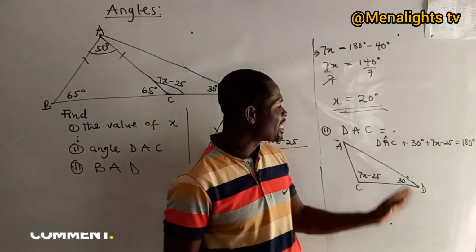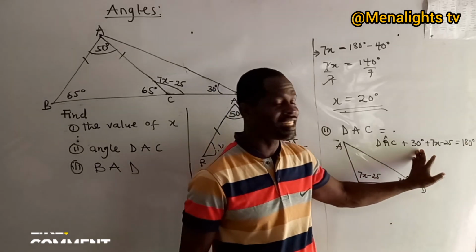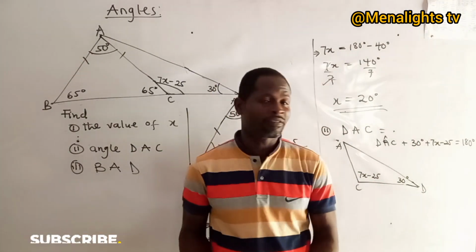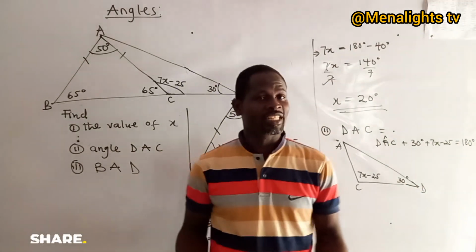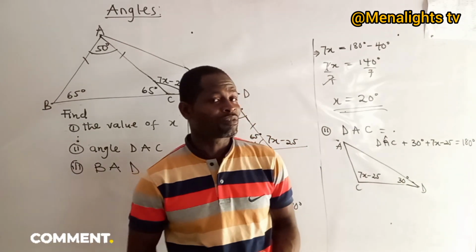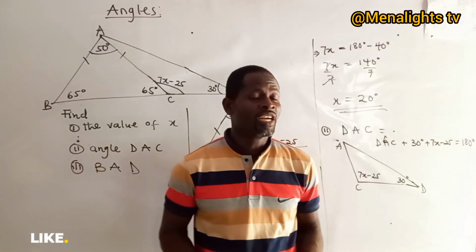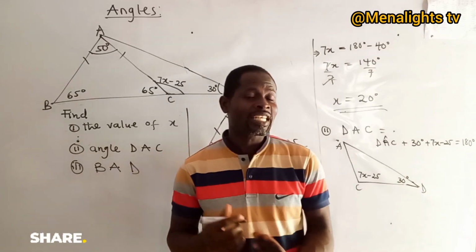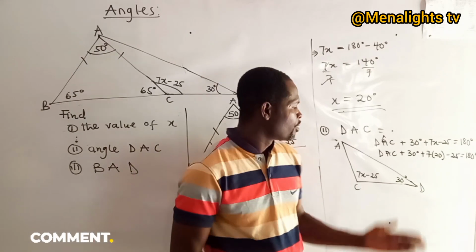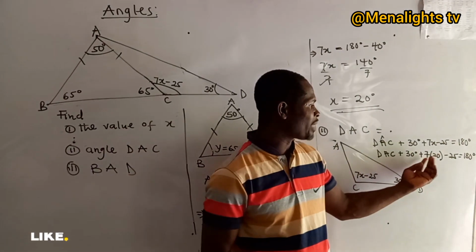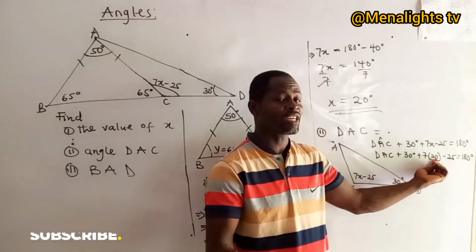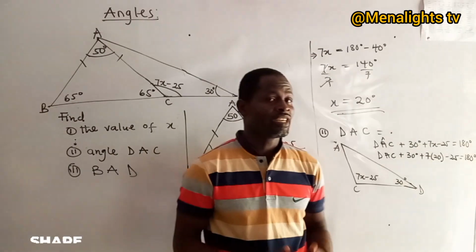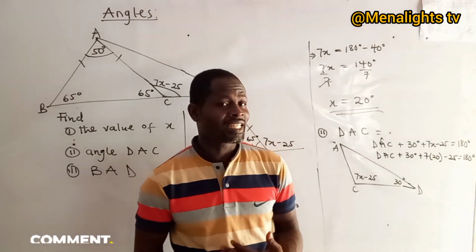180 degrees. So then the angle DAC plus 30 degrees plus 7x minus 25 is equal to 180. So here we are going to group like terms together or substitute the values in. So we have the value of x as 20. So we are going to put 20 in place of the x. So DAC plus 30 plus 7x. So in place of x, we put 20 there. 7 times 20 minus 25 degrees is equal to 180 degrees.